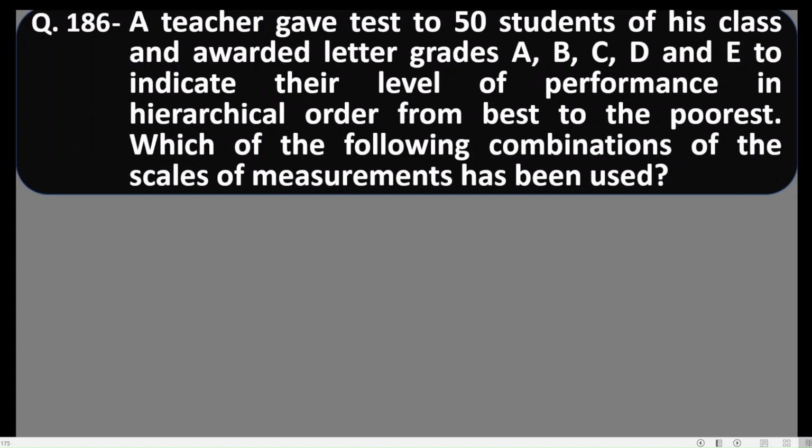Question number 186. A teacher gave test to 50 students of his class and awarded letter grades A, B, C, D, and E to indicate their level of performance in hierarchical order from best to the poorest. Which of the following combinations of the scales of measurements has been used?